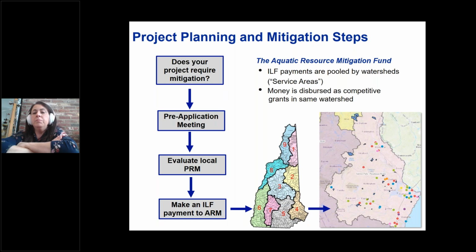So once the money goes into the ARM fund, the payments are pooled by HUC 10 service areas. And then this money is dispersed as competitive grants within the same watershed, within the same HUC 10. And a zoom in of what this looks like in our Salmon Falls Piscataqua watershed, you are seeing in the map, those are every ILF payment that's been made into the ARM program since it first started. And the polygons are the projects that have received ARM funding. And so at the landscape level, at the watershed scale, what you can see is that the goal is to try to balance and offset the losses with the mitigation sites that are funded. Next slide, please.